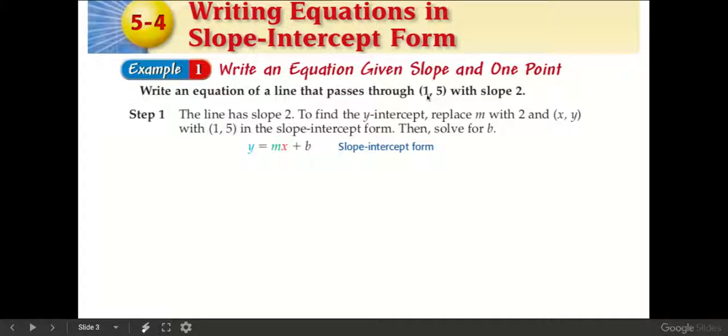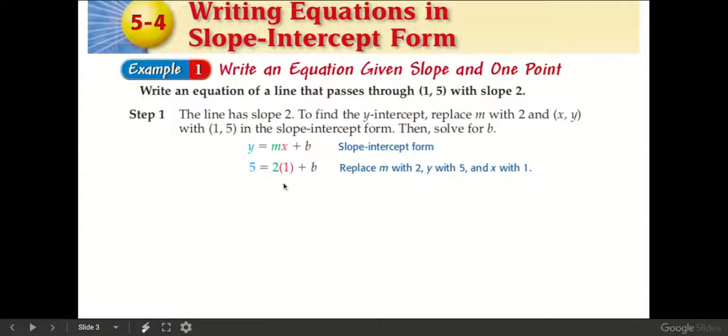If you remember, that point (1, 5) is an x-coordinate and a y-coordinate. Well, guess what? My equation has an x and a y. So see these 3 variables here? I can replace all of them with the correct numbers. So 2 can go in for my slope m. 1 can go in for my x, because it's my x-coordinate. 5 can go in for y, because that's my y-coordinate. If I put those into the equation, I'm left with an equation with 1 variable. That variable is my y-intercept, my b.